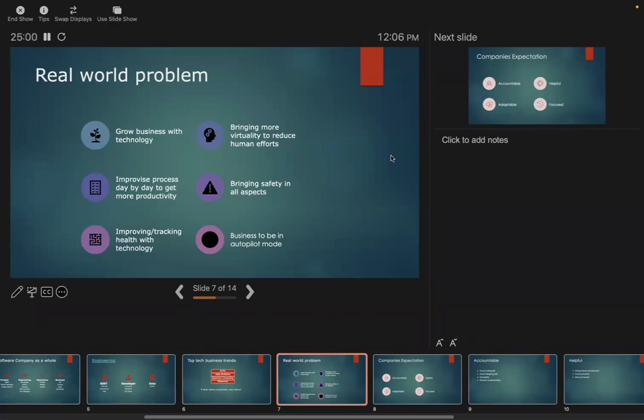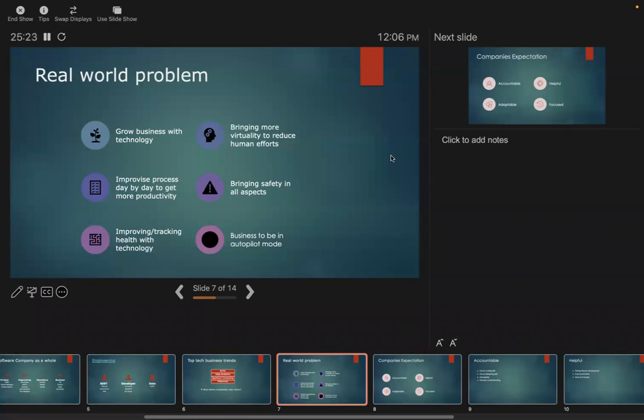They need a technology to reduce human efforts. Where will they keep so many records? How can they manage things? They definitely need a technology. Second, bringing more virtuality to reduce human efforts. So obviously the software things that we are learning today, we need them to reduce human efforts. Third is to improvise process day by day to get more productivity. This is machine learning in software terms.